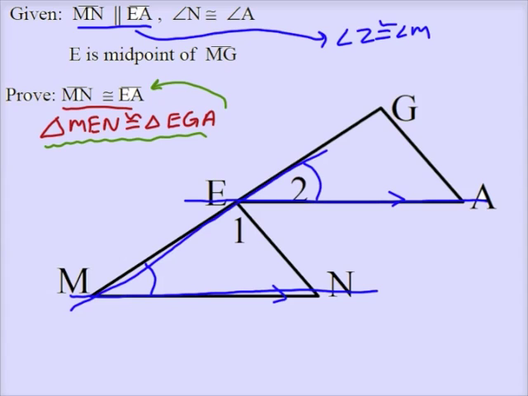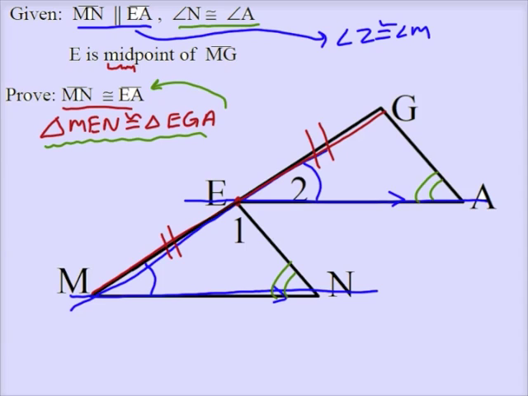We have given information that N is congruent to A, so this angle and that angle are congruent. And then lastly, E is the midpoint of MG. Well, what does midpoint mean? Midpoint is the middle point. So here's MG, and E is right in the middle. In other words, that segment ME has to be congruent to EG.